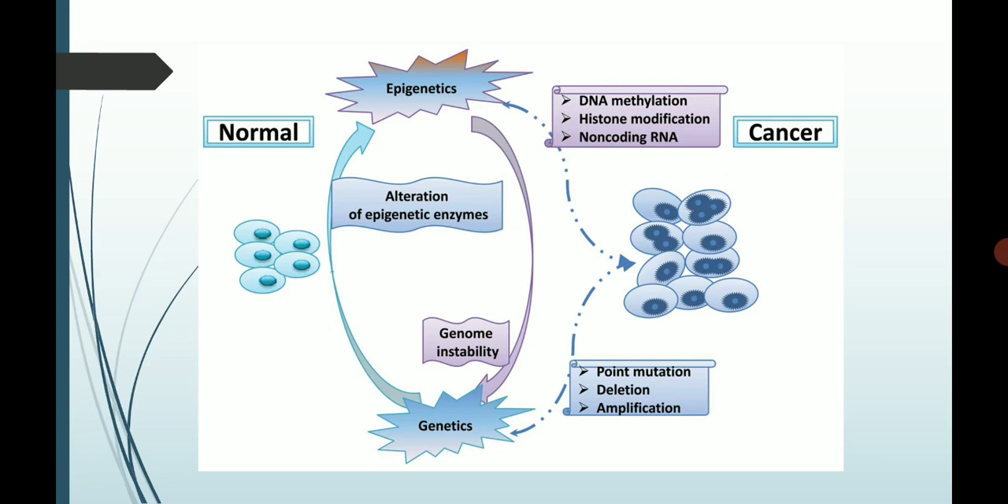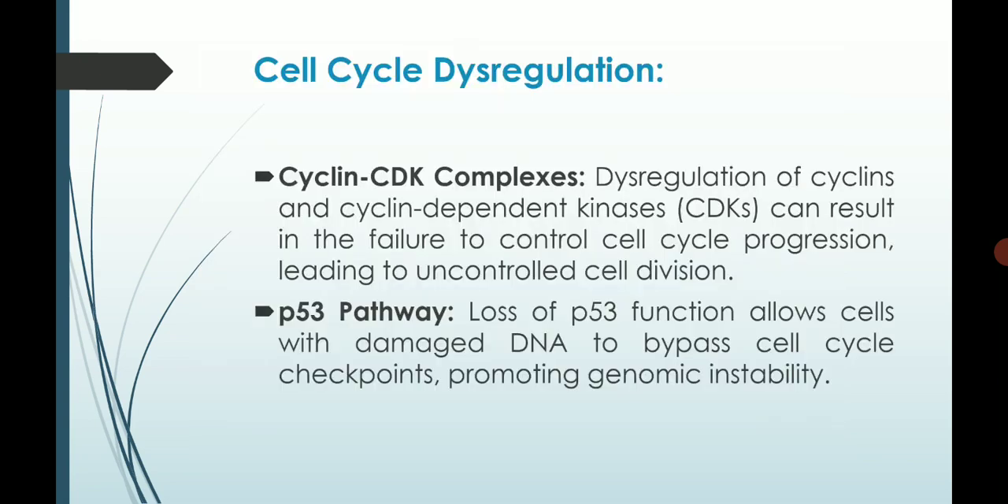So that is called cancer. And certain cell cycle dysregulation. Normally, during the cell cycle, there are specific proteins that will be produced that will regulate the cell cycle. Those are called cyclin and cyclin dependent kinase enzymes. So these proteins are enzymes. If any mutation happens in these proteins, that also results in the failure of control of the cell cycle, which leads a cell to enter into a cancerous form.